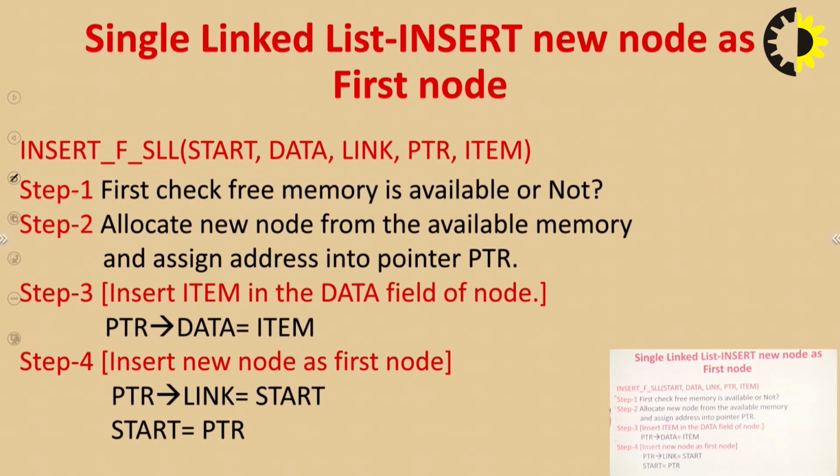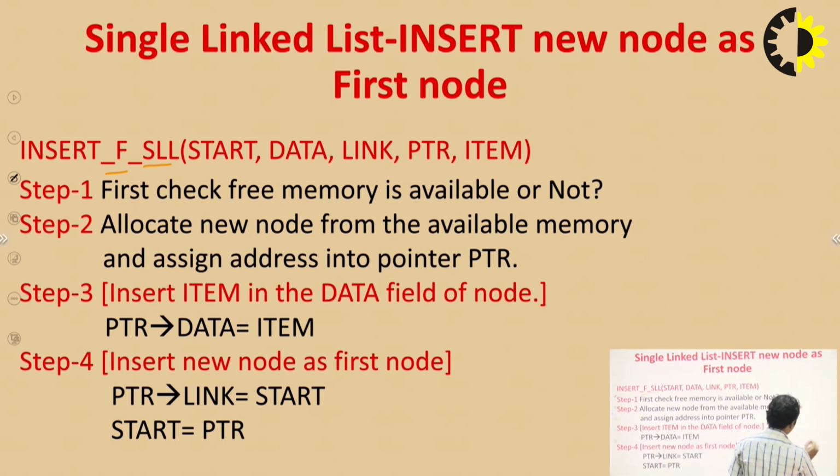Just see here. Again, insert at the first place in the singly linked list. Start, data, link, PTR items are here. First check whether free memory is available or not, because we must create a new node. If memory is not available, then how to create? So first we will check if memory is available. If not available, then discard. No, we cannot insert, sorry. And if memory is available, then what to do? Just allocate a new node from the available memory. We will allocate a new node and assign the address into the pointer PTR.